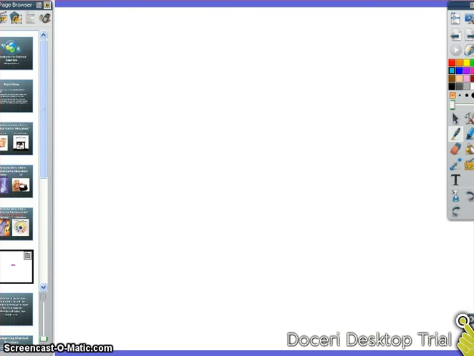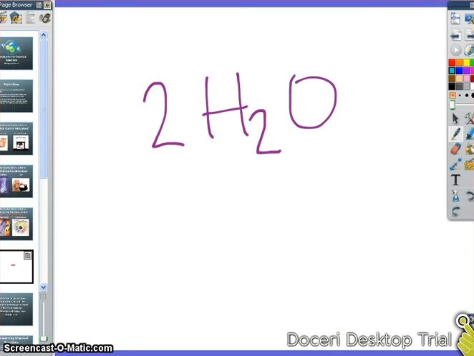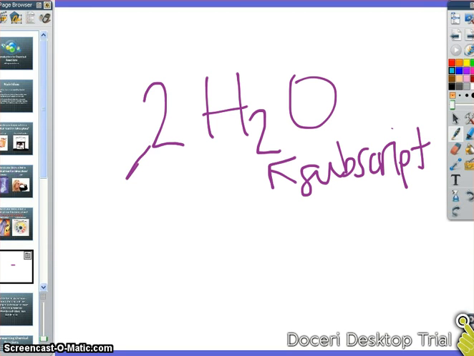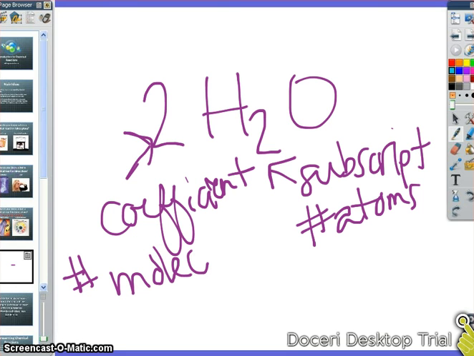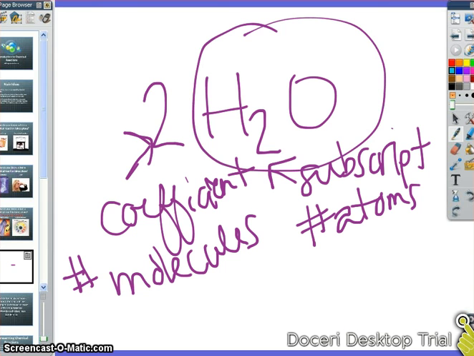now what if I did this? Okay, now we added a new number in. So we have our subscript here. And now we're going to have what's called a coefficient. Okay, now our subscript tells us the number of atoms. Okay, our coefficient is going to tell us the number of molecules. So it's going to tell us how many of the whole thing we are going to have.